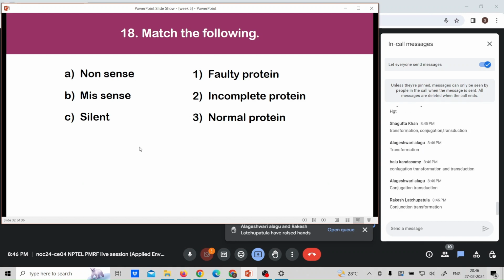I think I have a slide at the last for it, for transformation, transduction, and conjugation. We'll look into it. Now you can match the following. This is one question based on genetic mutation. You can just give me A1, B2, C3, something like that in the chat.